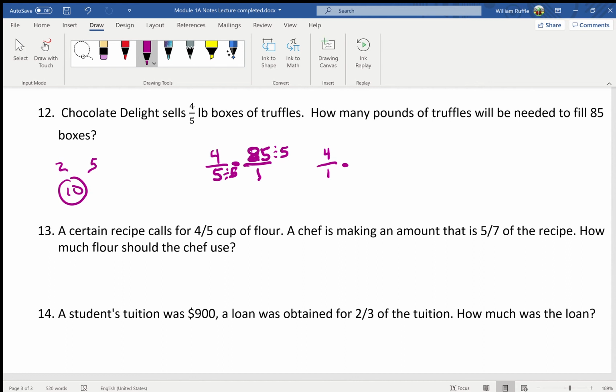So I want to make sure I get this right. I think it's 17. Yes, it is 17. So 17 over 1. Now I have to do 4 times 17. And again, this is on the multiplication chart. So just look at your multiplication chart. 4 times 17, and you get 68. So it's really 68 pounds of truffles.